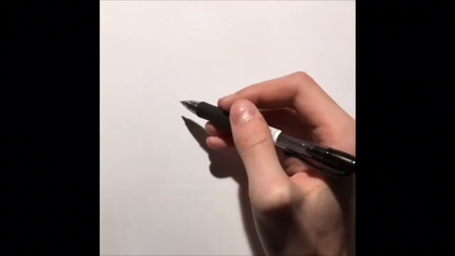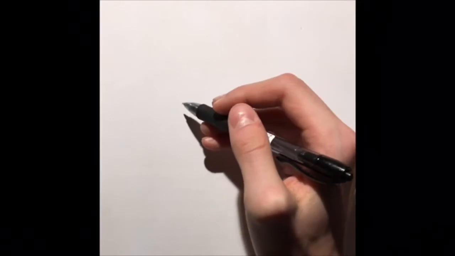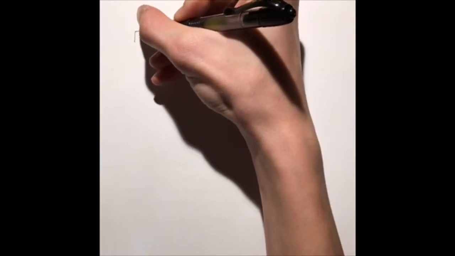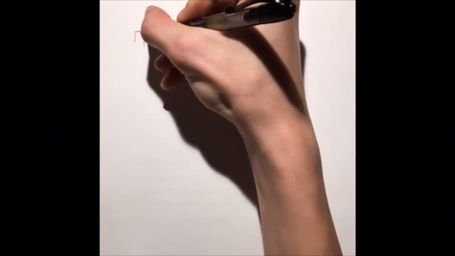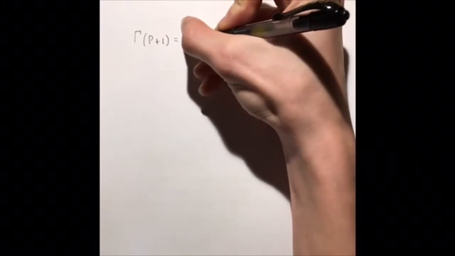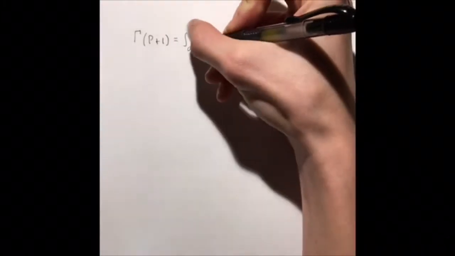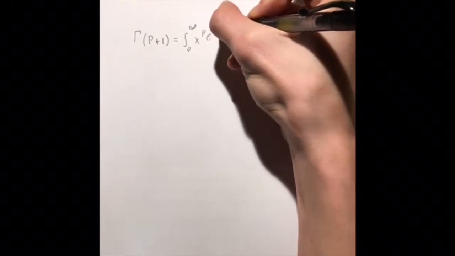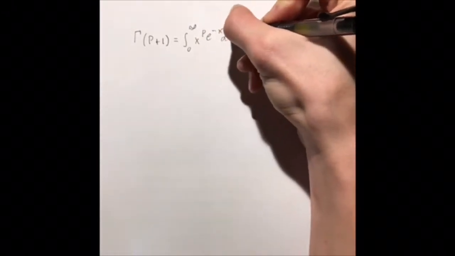For the last problem, we need to know integration by parts. That's really all we need to know. And something about the gamma function, of course. So, as we saw, the gamma of p plus 1 equals the integral from 0 to infinity of x to the p e to the negative x dx.